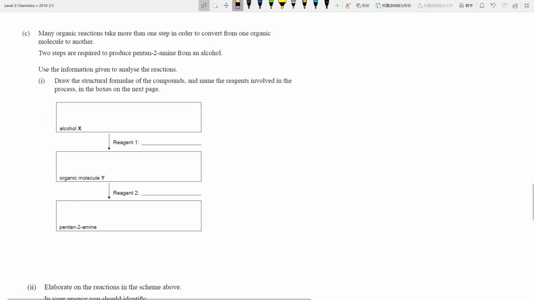All right, last part. Now, many organic reactions take more than one step to convert from one organic compound to another. We need to convert an alcohol into pentan-2-amine. So we need to make pentan-2-amine. So why don't we just draw this bad boy first? So this is pentan-2-amine.